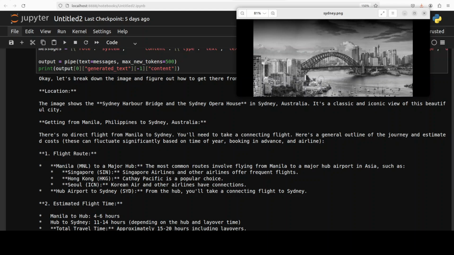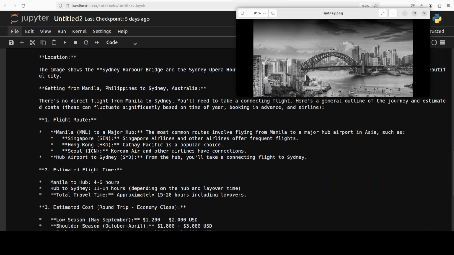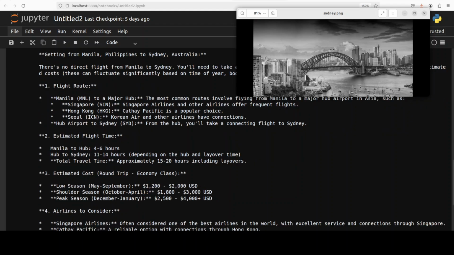There are direct flights available anyway. So it is saying connecting flight, Singapore, Hong Kong, Seoul, which is a route, but I don't think so. That's good enough. And then from hub 2, it is telling us where to go. And then timing is correct.